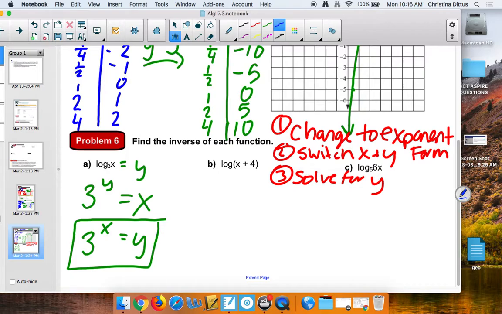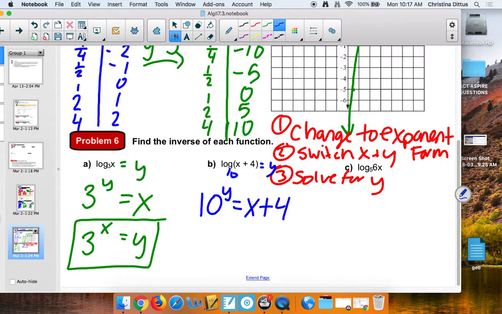Okay. Do it again. First thing, set it equal to y. What's my base number? 10. If it's not there, remember it's 10. So I'm going to write in a 10 here. Change to exponent form. What would it be? Base of 10 to what power? And that equals x plus 4.